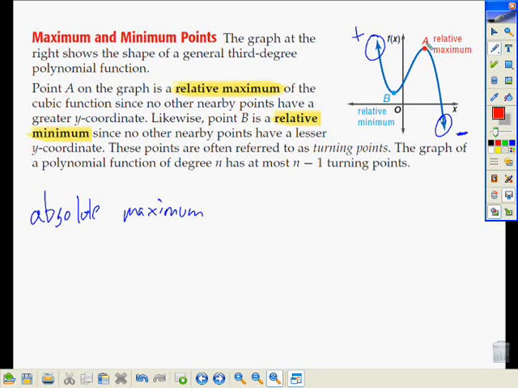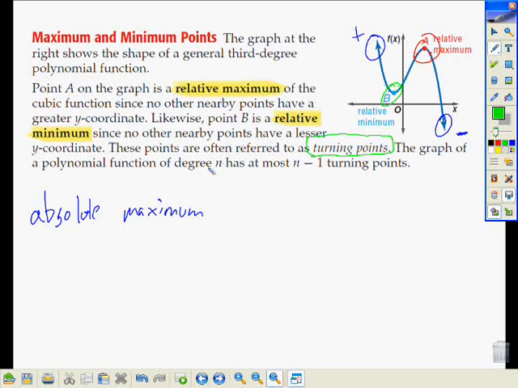Like if I zoom in on this area, everything around this point is lower than that point. And so we call it a relative maximum. Or looking at this point, everything around that point is higher. And so that's a relative minimum. And we can also call those turning points. And these points are going to be useful for a lot of different kinds of problems.